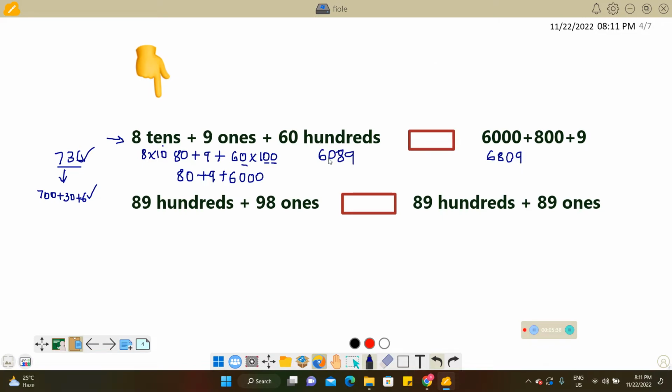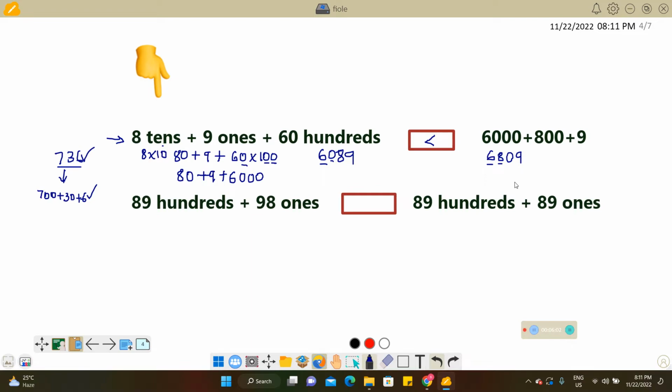So now let's start comparing these two numbers. The thousands place digit is 6, so both are same. When we compare the hundreds place digit, both are not same. So which is greater, 0 or 8? Obviously 800s are greater than 0. So 6089 is less than 6809.